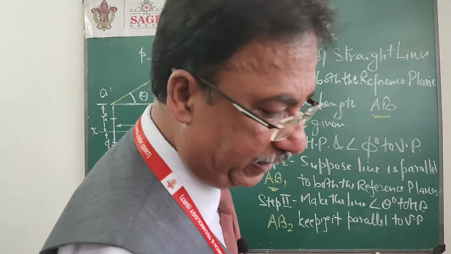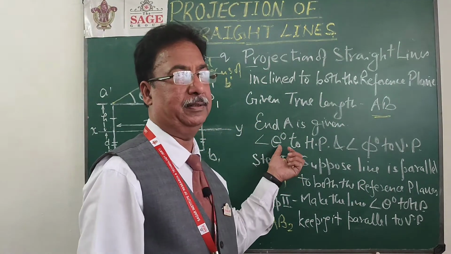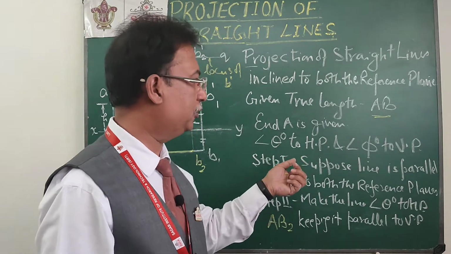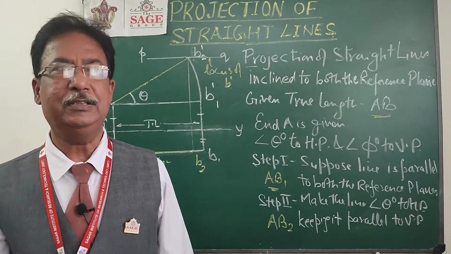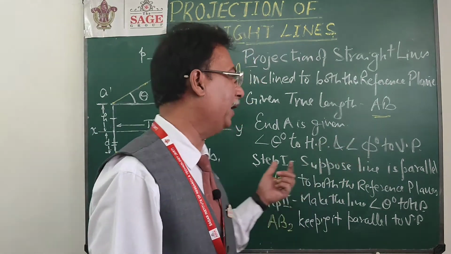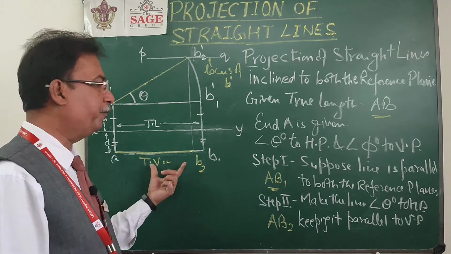But one constraint is there. Now if already this line is inclined to HP by some angle theta degree, it is not possible for me to make it inclined to VP by some angle phi, because this phi will be also visible when the length of the top view will be true, because right now the top view will be shortened.